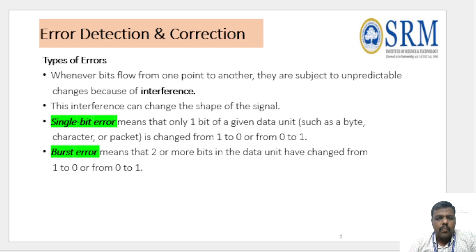And what about burst error? Burst error means that if two or more bits of the data unit have changed, either from 1 to 0 or 0 to 1, we call it a burst error. These are the most commonly occurring errors in our data communication or computer communication.